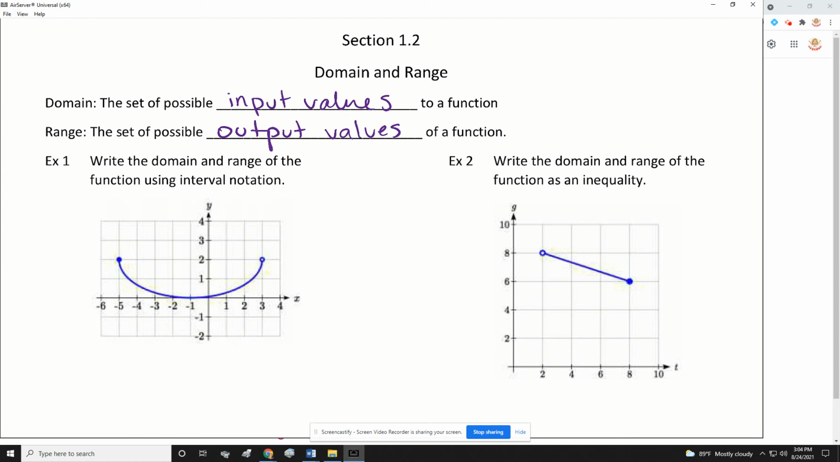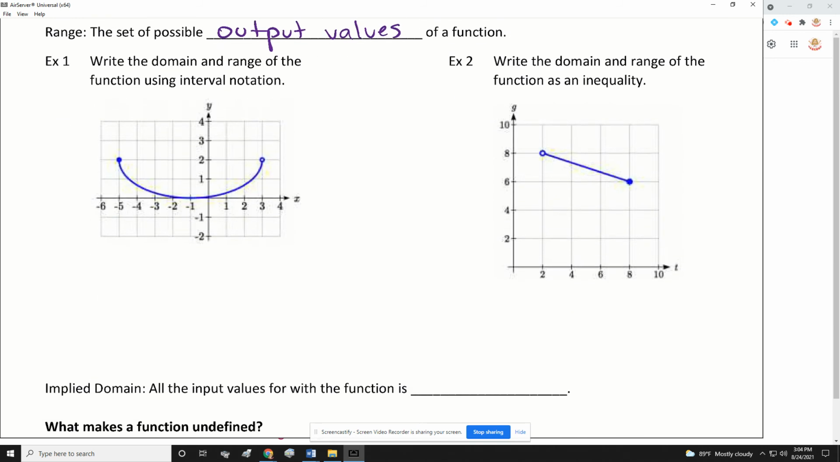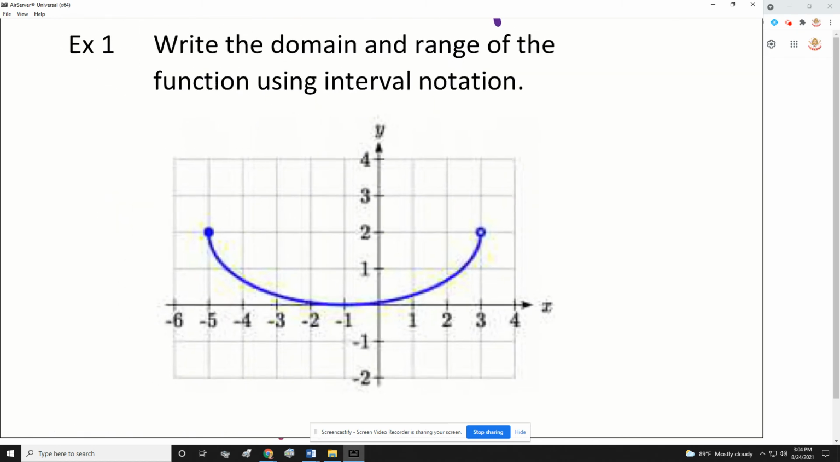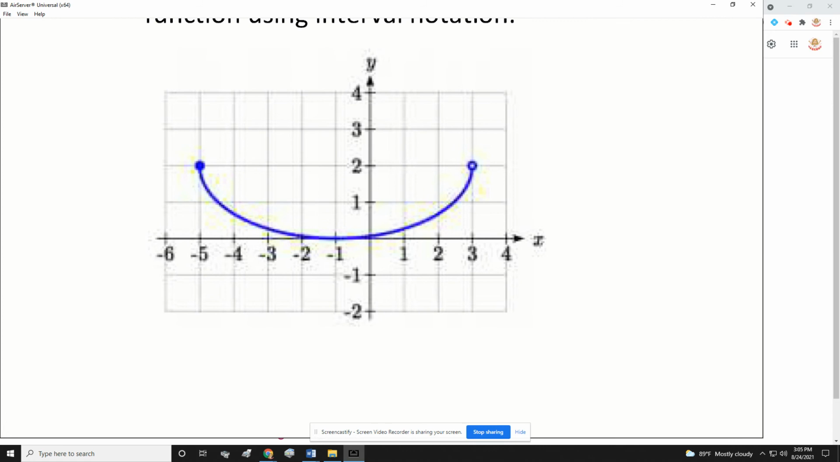Okay. And so the first couple, we have just graphs, and we're going to get the domain and range. On example 1, we're going to use interval notation. So we're finding the domain and range from a graph. We're just looking for the domain. We're looking from left to right and describing the x values where there is something graphed. All right. So this one is going to be interval notation for the domain.